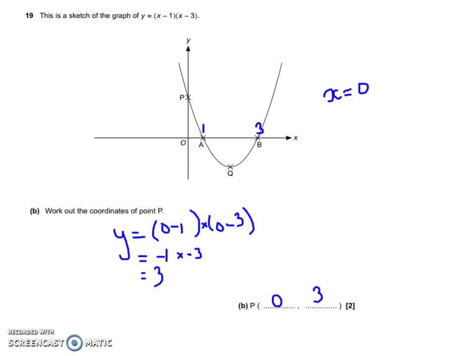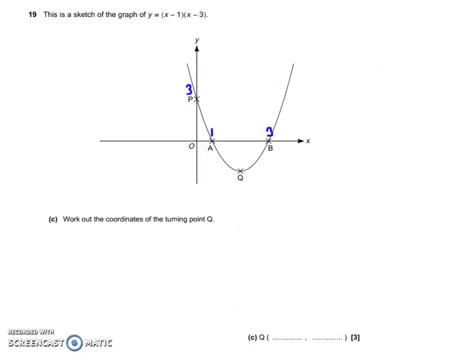Okay, now moving on to part C. Work out the coordinates of the turning point Q. So the turning point is down here. It's the lowest part of the parabola. It's the lowest point in the graph.